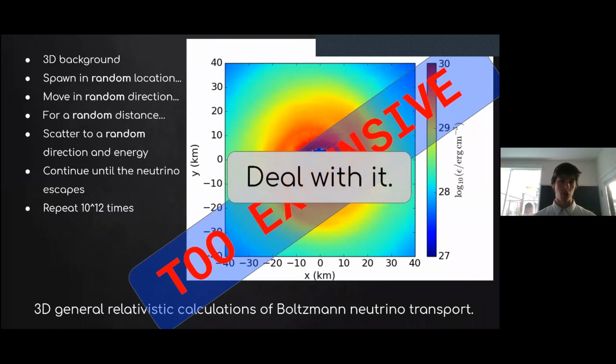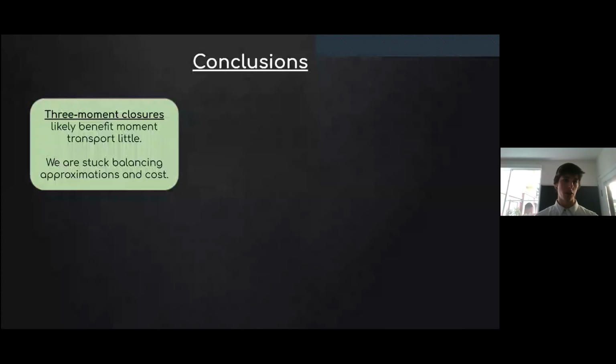So yeah, the conclusion here is that 3-moment closures are likely of little benefit to the transport, and we're stuck in a situation between balancing approximations and cost. All right, so that's it for the neutrino transport. Before I go on to flavor physics, I wanted to ask if there were any questions on this part.